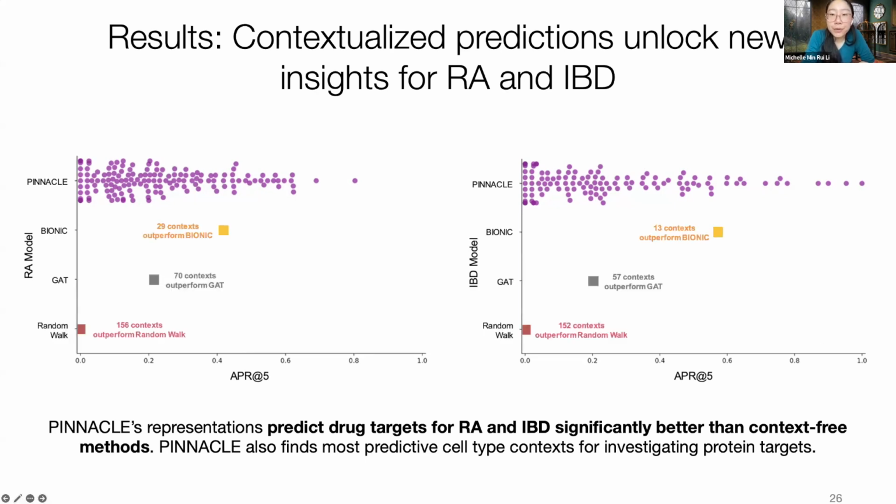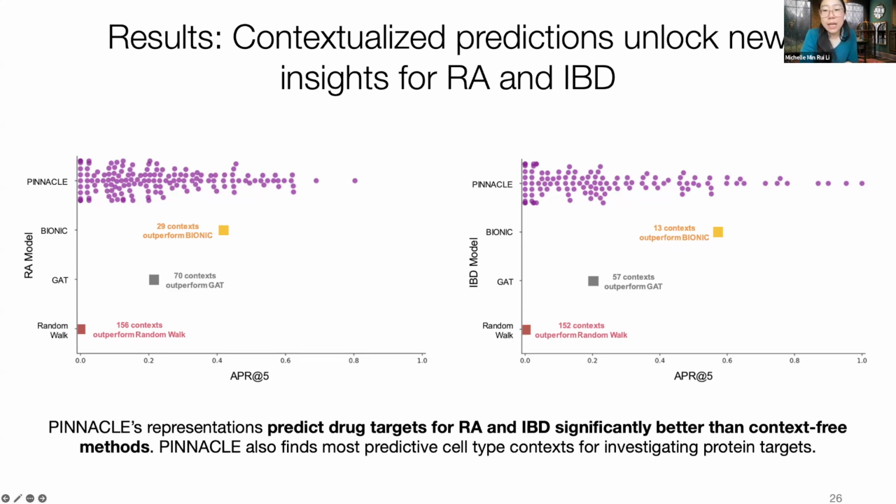Now, these next 3 rows are baseline models, all of which are context-free. From these models, we only see 1 data point shown by the square because these approaches can't adjust their outputs depending on the context. So you'll notice that for RA and IBD, there are many cell type contexts that outperform these baseline models. This means that Pinnacle's representations predict drug targets for RA and IBD significantly better in these cell type contexts than the context-free methods.